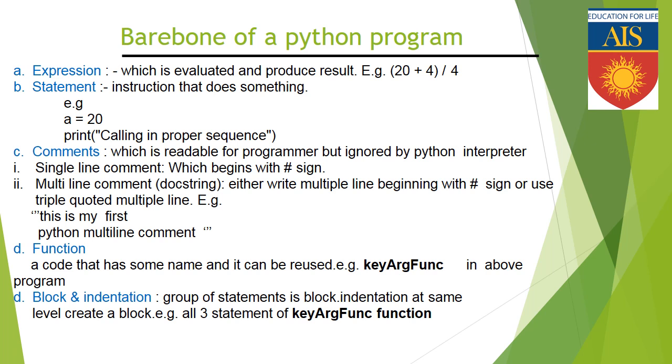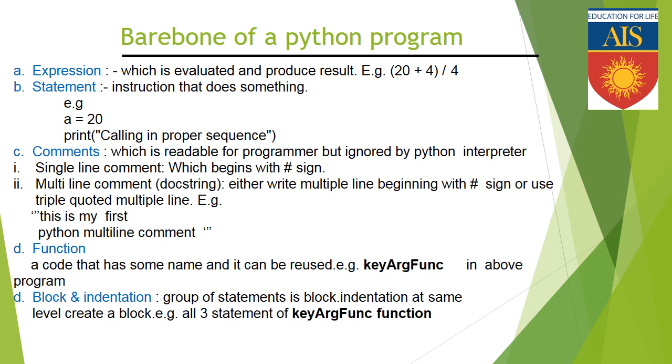Comments are readable for the programmer but ignored by the Python interpreter. Comments are of different types, like the single-line comment, which begins with a hash sign, and the multi-line comment, which is also known as a docstring. Either write multiple lines beginning with a hash sign or use triple quotes for multiple lines. Example, the one down below.